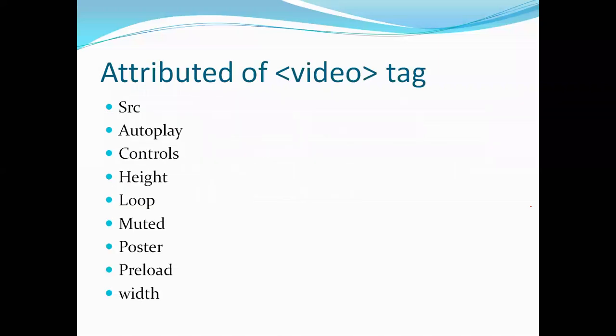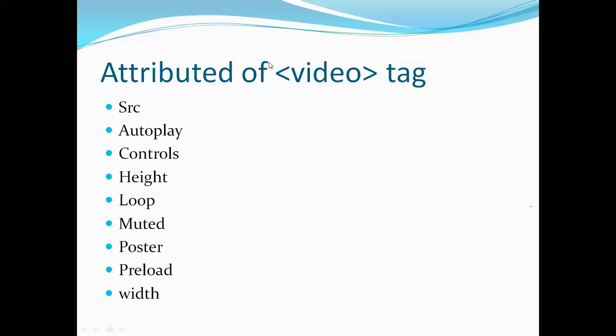Now let's revise the attributes of the video tag. Which are the attributes of the video tag? src defines a link to the video file. Autoplay specifies that the video will start playing as soon as it's ready. Controls specifies that video controls should be displayed, such as play and pause buttons. Height is the height of the video player. Loop specifies that the video will start over again every time it finishes.